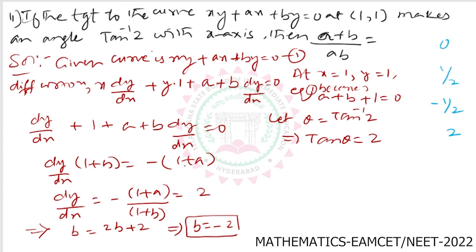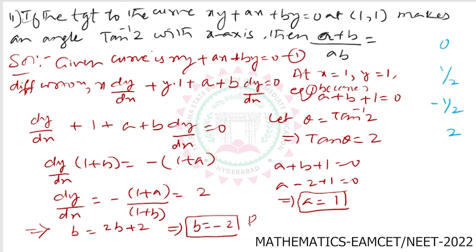If I substitute here again, what am I getting? a plus b plus 1 is equal to 0, a minus 2 plus 1 is equal to 0. So minus 2 plus 1 is minus 1, which gives me a is equal to plus 1.